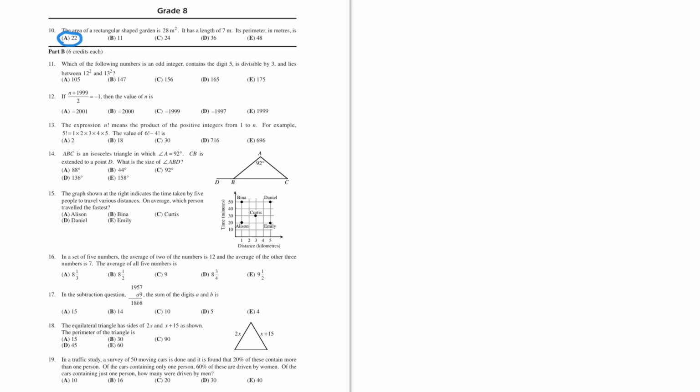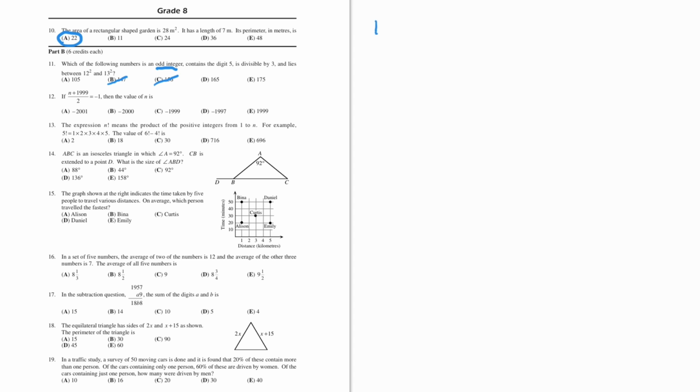Number 11. Which of the following numbers is an odd integer, contains the digit 5, is divisible by 3, and lies between 12 squared and 13 squared? We start with the first, the odd integer. In this problem, only choice C, 156, is not odd. Contains the digit 5: B, 147, does not contain the 5. We cross that out. And divisible by 3, the rule of divisibility by 3: the number is divisible by 3 if the sum of the digits is divisible by 3.